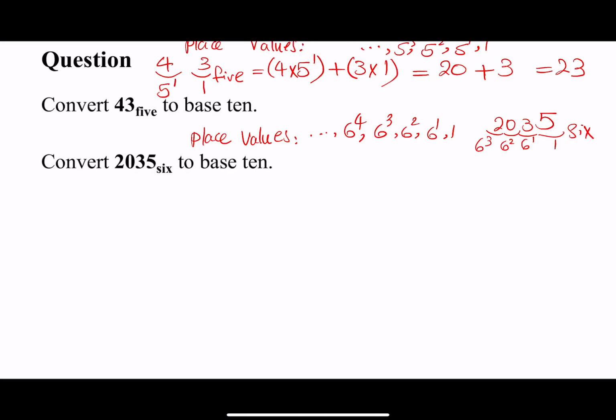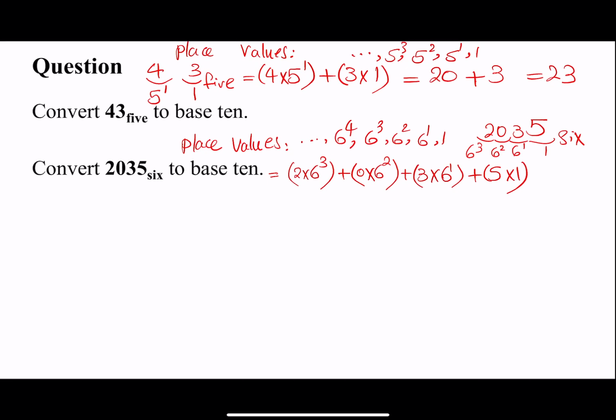Okay, now multiply each digit by its place value. Okay, the digit is 2 times its place value 6 cubed, plus the digit is 0 times its place value 6 squared. The digit is 3, the place value is 6 to 1, and the digit is 5, its place value is 1. Well, add the results.